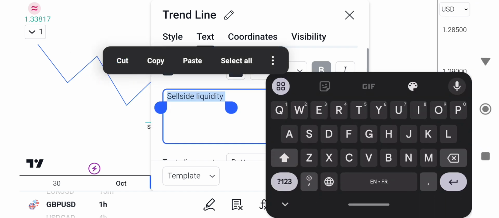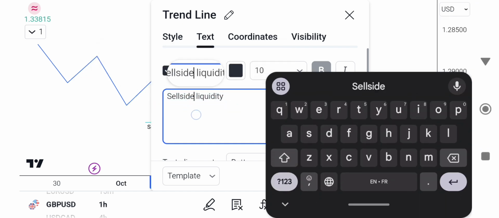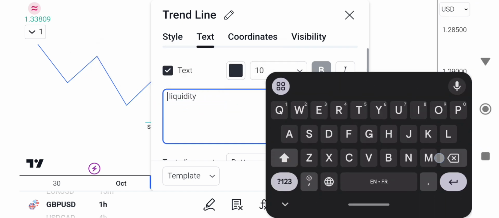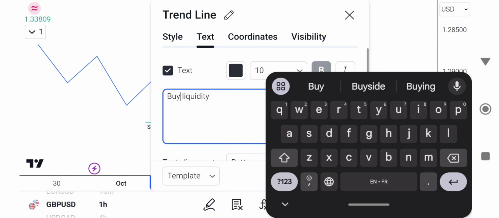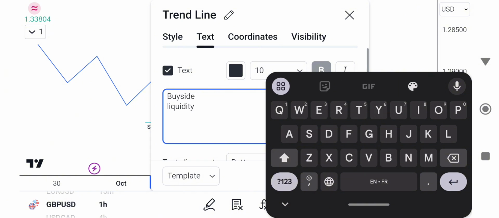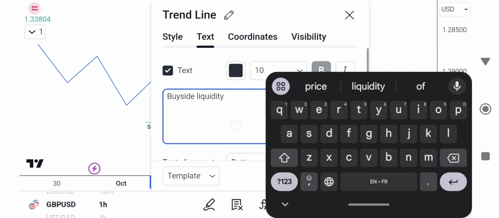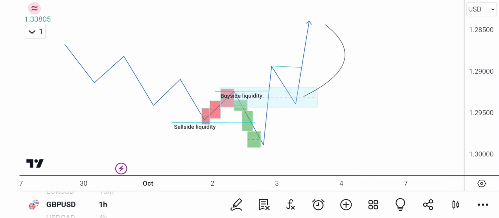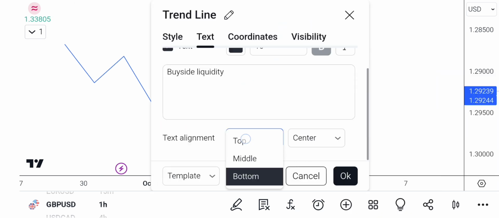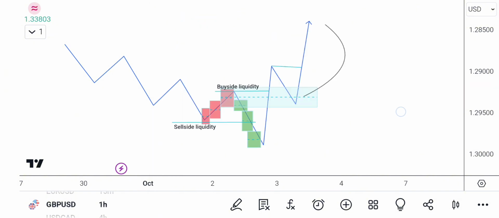Let's flip the coin. Above an old high we have buy side liquidity, and below an old low we have sell side liquidity, which is your stop loss actually. Let's put it at the top and then left. Good. Yes, this is perfect, no problem.